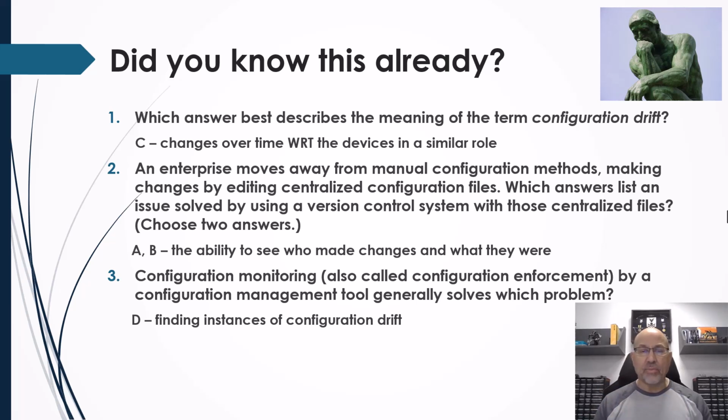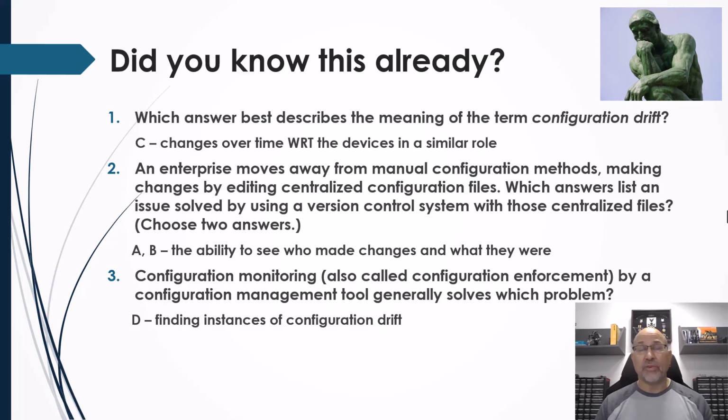Question number 2, an enterprise moves away from manual configuration methods, like making changes by editing centralized configuration files. Which answers list an issue resolved by using a version control system with those centralized files? Remember that a version control system is going to give you when changes were made and who made them. So A and B, the ability to see who made changes and when the changes were made. Question number 3, configuration monitoring, right? Keeping track of your configurations, also called configuration enforcement, by a configuration management tool generally solves what problem? And that was D, finding instances of configuration drift.